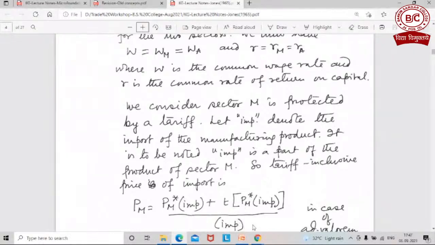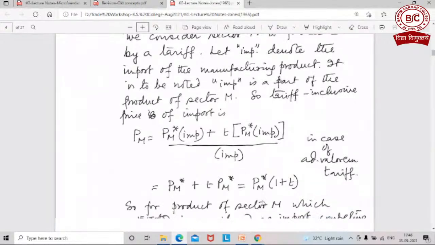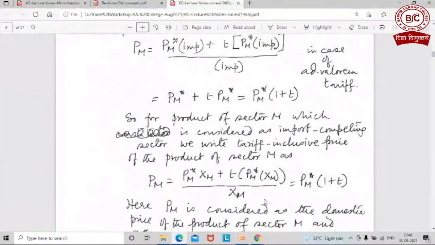So what is the average value? Average revenue means price. You divide by import, so you get the average value. IMP gets cancelled out, and it becomes PM star plus T times PM star. So it's PM star into 1 plus T. When we have an ad valorem tariff, we do not write PM star plus T. Rather, we write PM star times 1 plus T equal to PM. You got my point, everybody? Yes, sir.